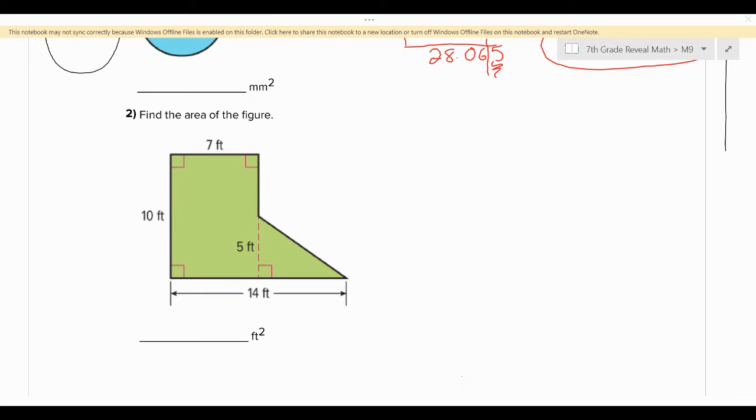Next problem, let's try it. All right, first we have to decompose it. We got to break it into shapes, separate shapes. If I slice it right along here, that gives me a triangle and a rectangle. So write their names.